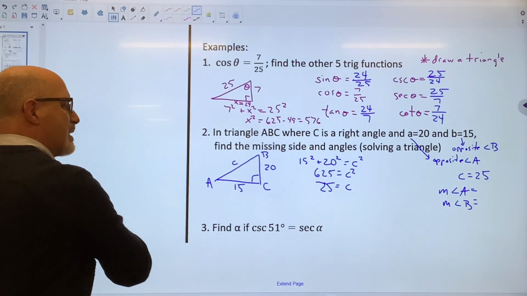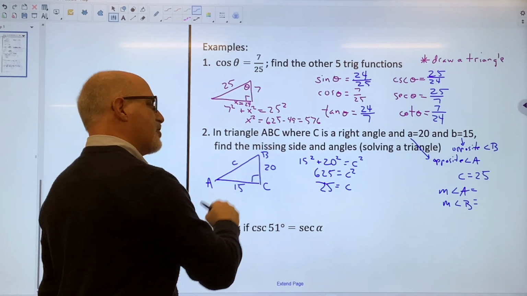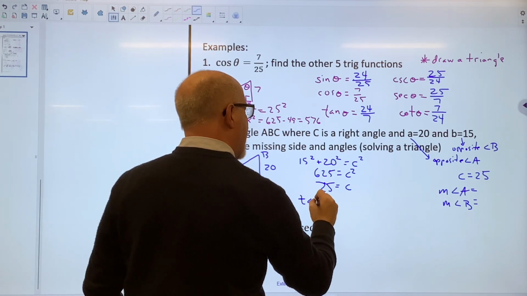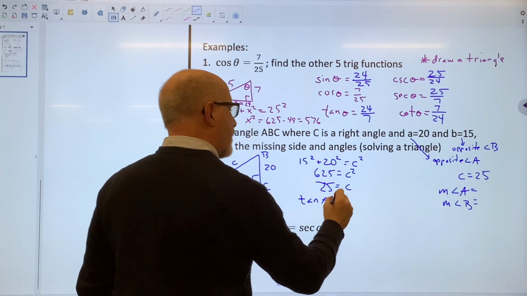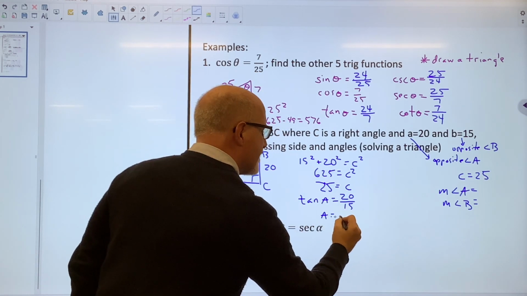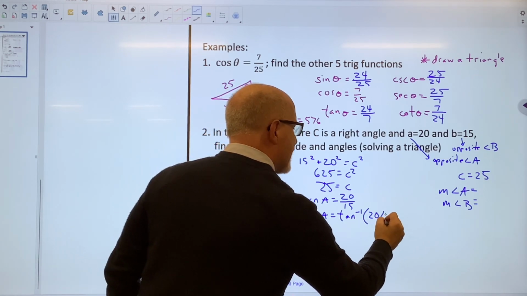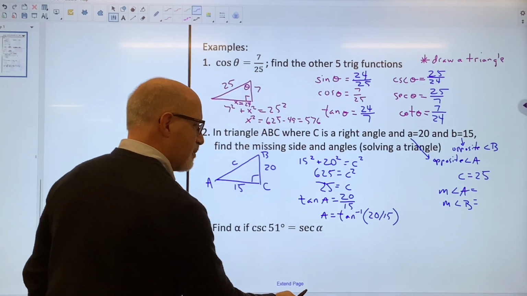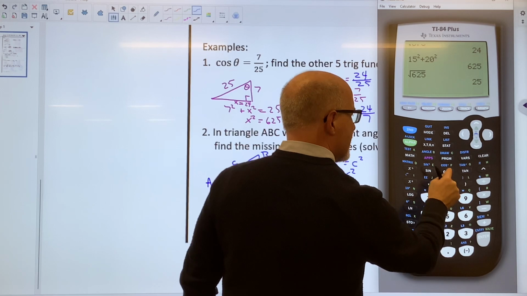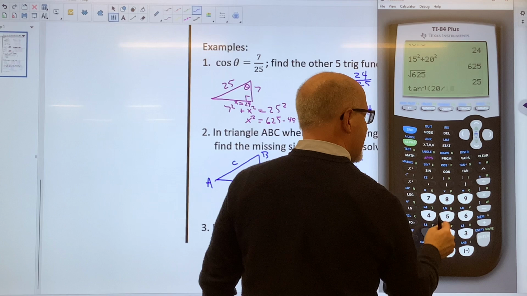So what I'm going to do is I'm going to use the fact that A here, its opposite side is 20, its adjacent side is 15. And so what I'm going to do is say that tangent of A is equal to 20 over 15. Well, how you calculate what the measure of A is, you take the inverse tangent of 20 divided by 15. So that's where this comes in handy. Let's do that on the calculator. So we're going to go second tangent here, inverse tangent of 20 divided by 15.